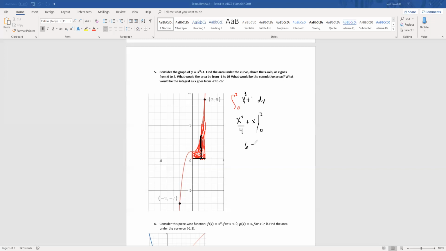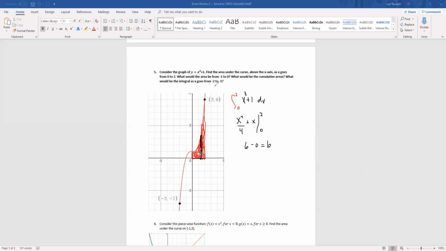And I'm going to subtract the lower bound. And luckily, again, our lower bound is 0. And if I plug 0 back in for both terms, I end up getting 0. So that tells me that the area is 6 square units. Okay, so that takes care of that part.